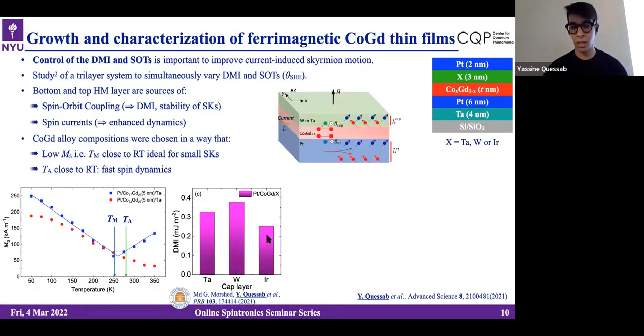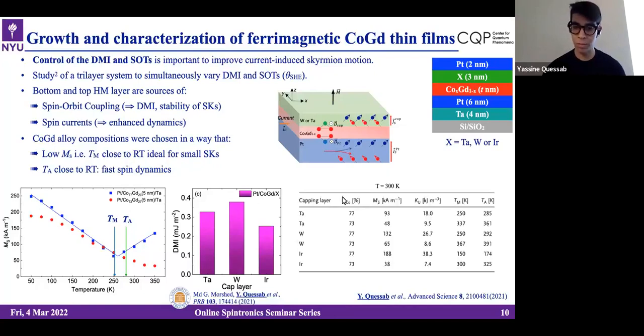And we think that it may be due to the interaction between the gadolinium spins with iridium. For more detail, you can check our paper. So here I summarize all of the magnetic properties that we measured as a function of the capping layer and the alloy composition. What we saw is that for tantalum and tungsten, these structures have the angular momentum compensation temperature that is the closest to room temperature, indicative again of faster dynamics, and they also have the lowest saturation magnetization at room temperature. So potentially these two structures are very interesting to study.